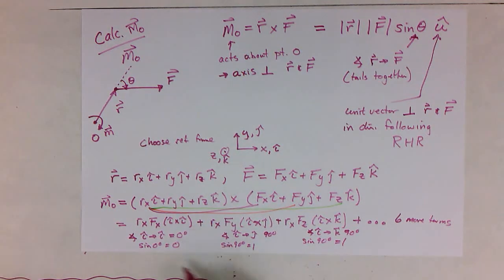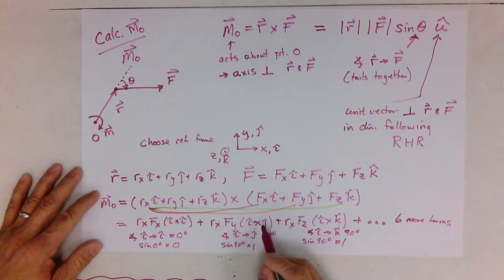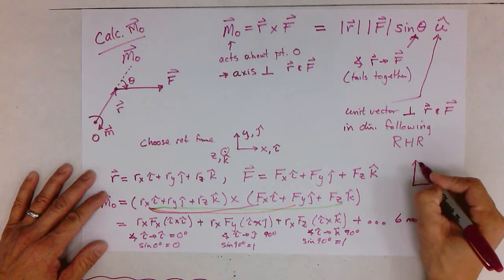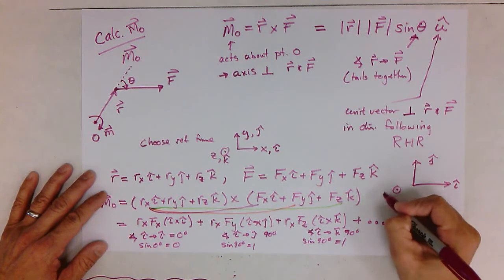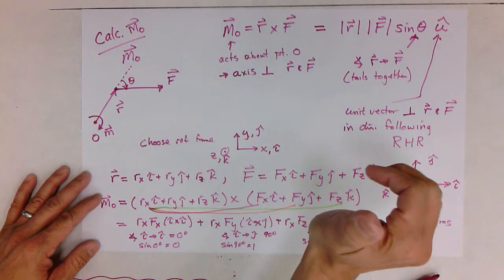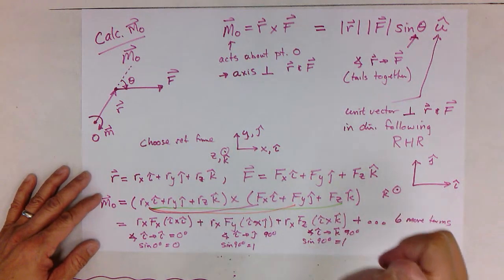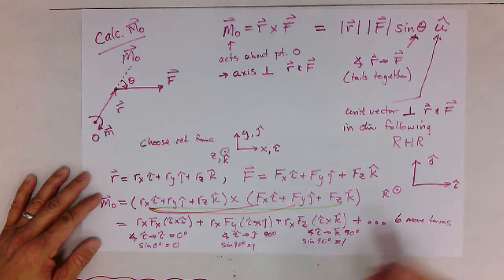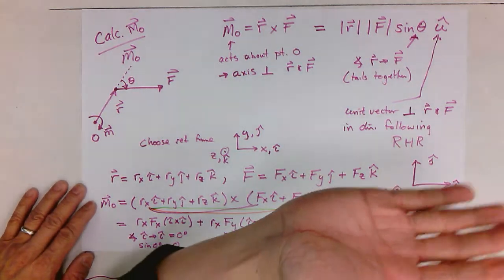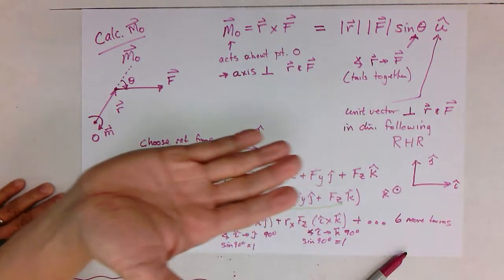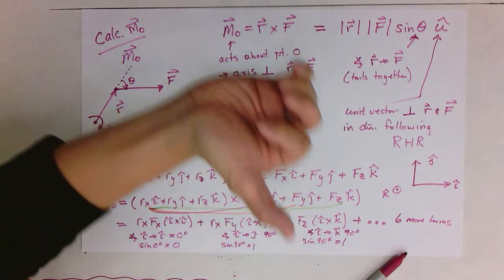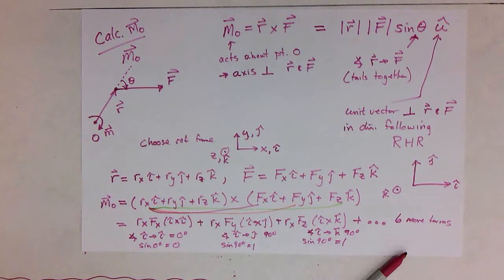So we have 0 here, i cross j. If we follow the right-hand rule, let's draw this here: i, j, k coming out of the page. If I put my fingers pointing in the i direction and curl them to j, I'm going to get a k coming out. So i cross j is k. For i cross k, we do the same process. I put my fingers in the i direction, curl them to j, and then my thumb is going to be pointing in the minus j direction.